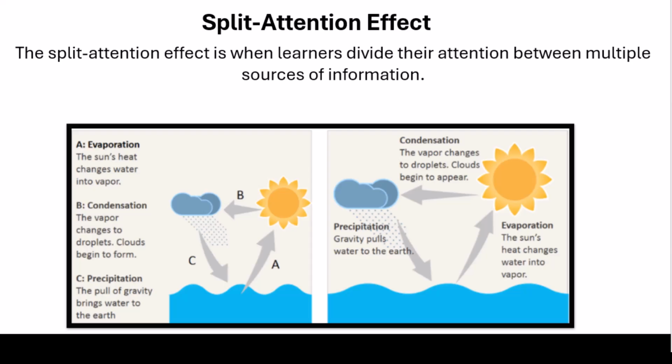The split attention effect is when learners divide their attention between multiple sources of information. There is an example of this below. In the first example, a learner has to use the letters to find which description belongs in the place. This is time-consuming and mentally draining. On the right, the descriptions are embedded in the diagram, which decreases cognitive effort.